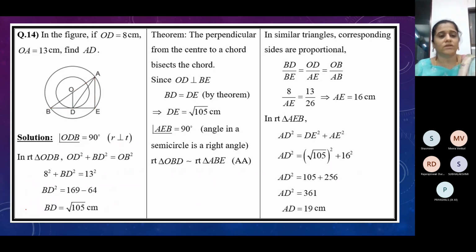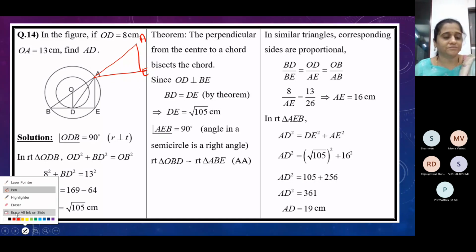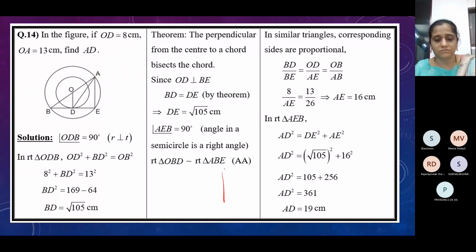See here, there is one big triangle like this, and another small triangle like this. This is B, this is D, this is E, this is O, and this is A. Correct? If I draw it again, please watch this. There is one right triangle. What is that right triangle called? It's called AEB.